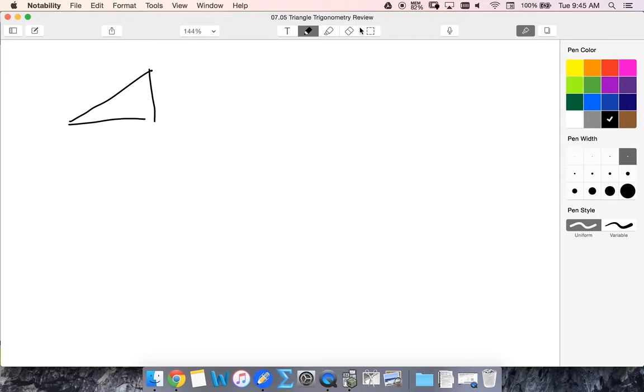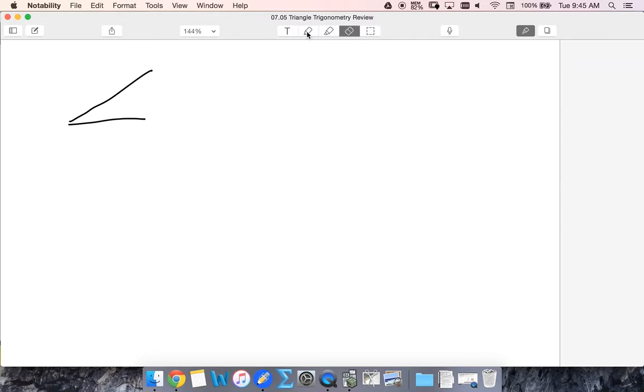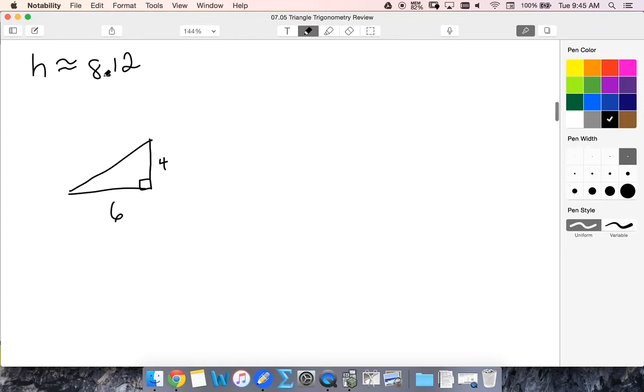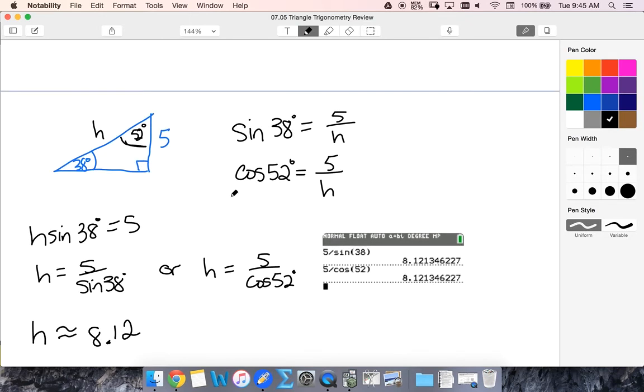So again, we have a right triangle. Let's call this side 4. This side looks like it's 6. So I could use Pythagorean theorem to find my missing side. Similarly up here, once I had that this h was about 8.12, I could use Pythagorean theorem to find my missing side. Or I could have used now cosine of 38 and used the h. But if I want to find it exactly without using these rounded numbers, I could also use tan.